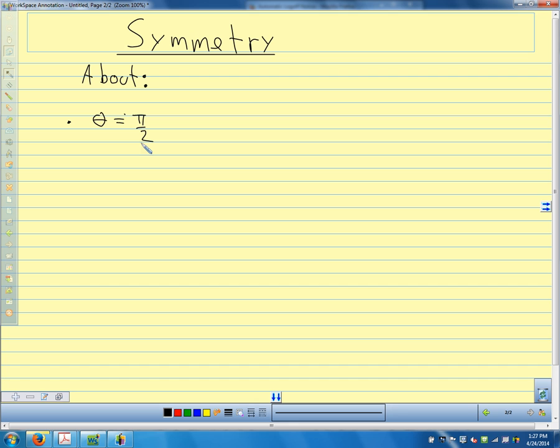To figure out if our graph is symmetrical about theta equals pi over 2, we're going to replace our theta in our equation by pi minus theta, or negative r, negative theta. If the equation comes out the same after we make those substitutions and simplify, then we have symmetry about theta equals pi over 2.